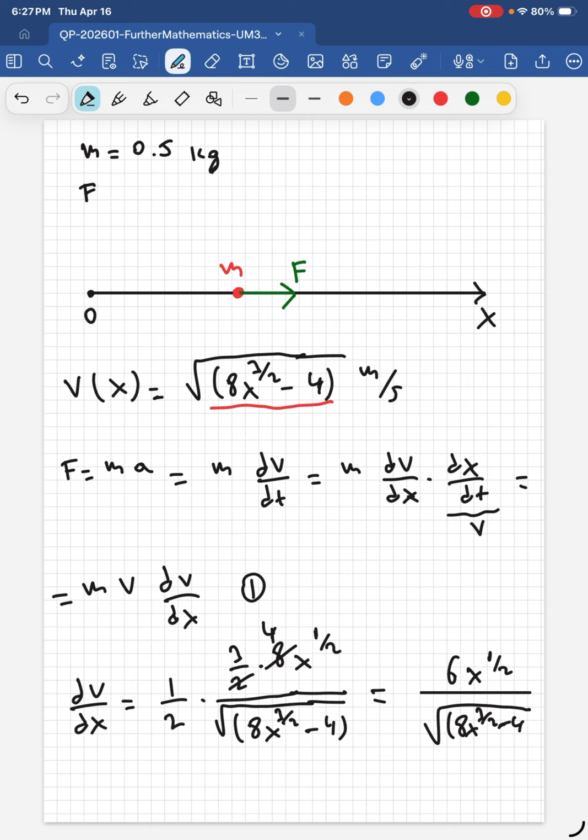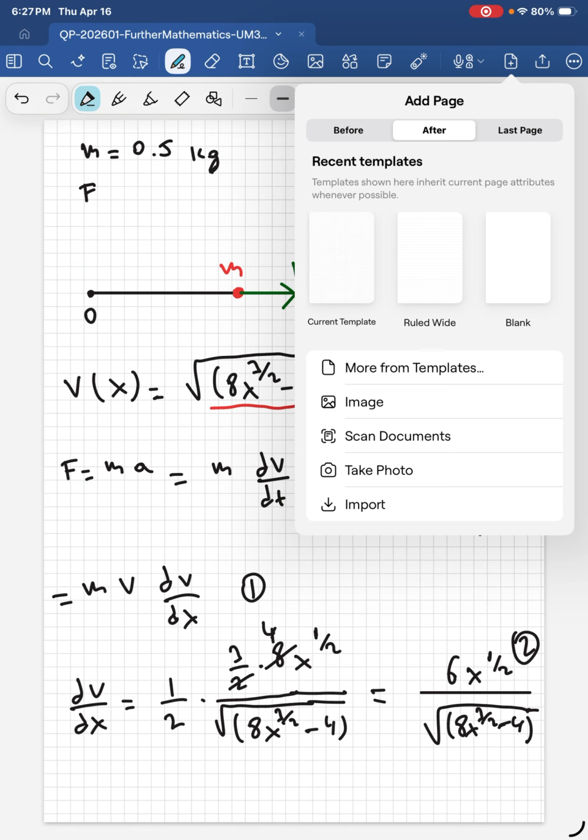Okay, if this is not clear, ask me in the comments and I will provide answers. But I hope this is clear. Okay, I'm checking to see if I made any mistakes. No, so let's call this relationship 2, and let's use another clean page.